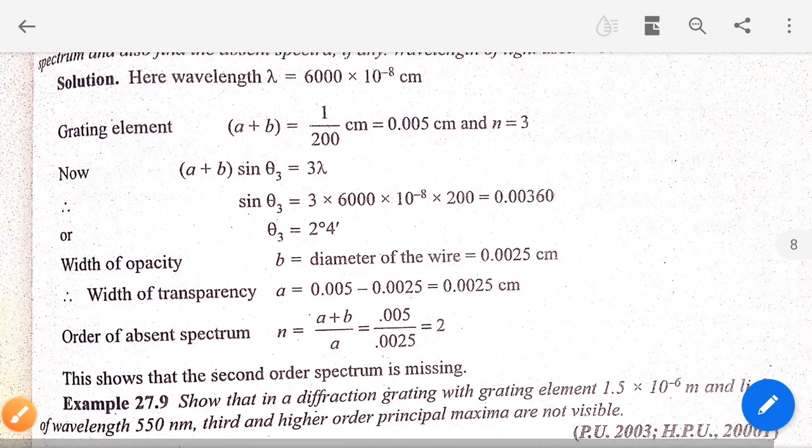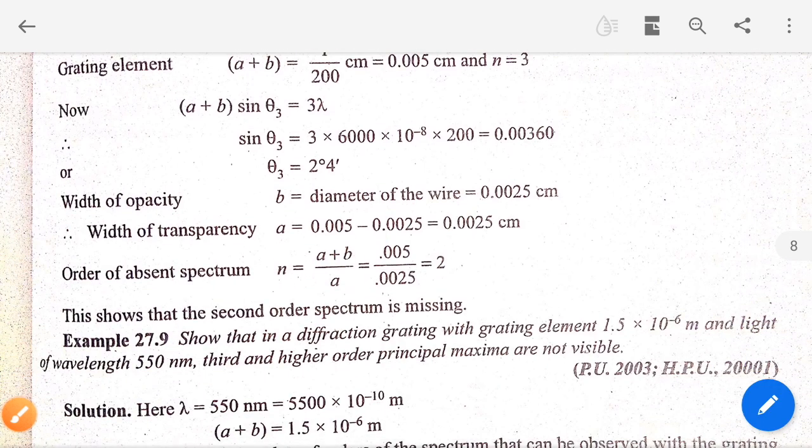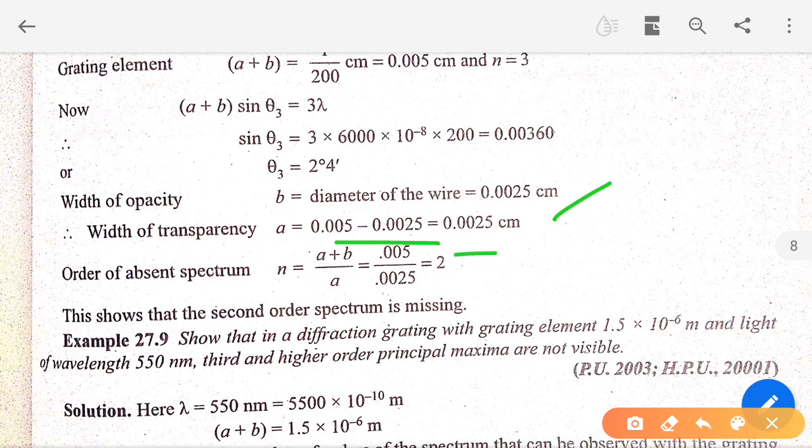The width of opacity means the wire is the opacity, so the diameter of the wire is 0.025. And the width of transparency: I have already seen the grating constant a plus b, that is 0.005, and 0.0025 is the b value. Then you can calculate the a value, so a equals 0.005 minus 0.0025, subtract this value and we get the value.